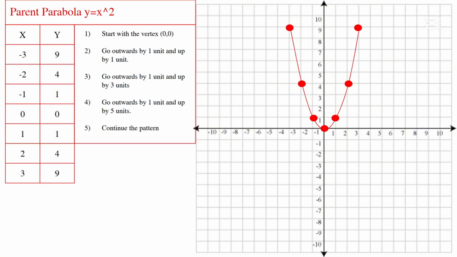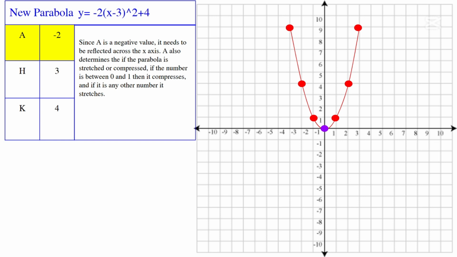Alright, so a parent parabola is basically a parabola that always starts at the vertex of (0, 0), and it goes out by 1 and up by 1. Then the next one is out by 1 and up by 3. Then it keeps on repeating that process, and same with the other side. It's unlimited, but I cut it off here to keep it short.